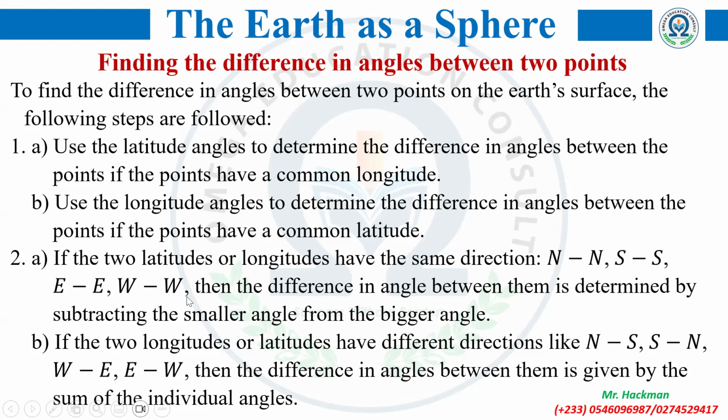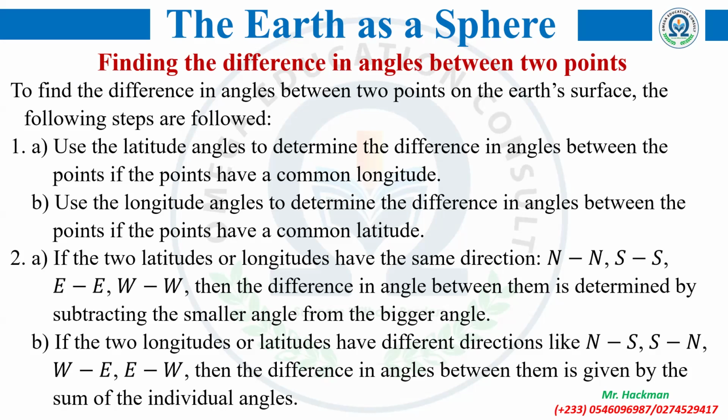Again, with north and south, this time you are talking about your latitude. If the latitudes you are using to determine the difference in angle are in the same direction, north, north or south, south, this is how we determine it. The difference in angle between them is determined by subtracting the smaller angle from the bigger angle. So if it is north, north, south, south, east, east, west, west, we get the difference in angle by subtracting the smaller angle from the bigger angle.